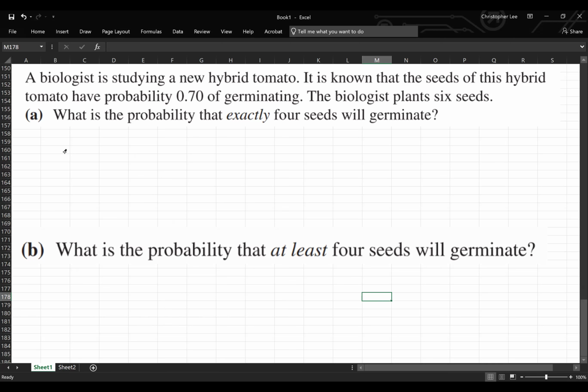All right, so what's the answer to the first one?